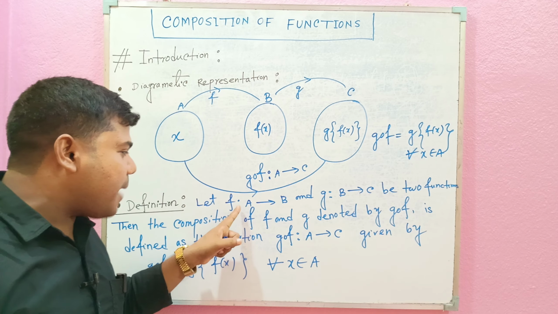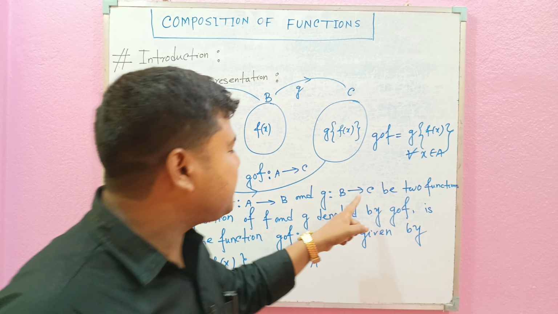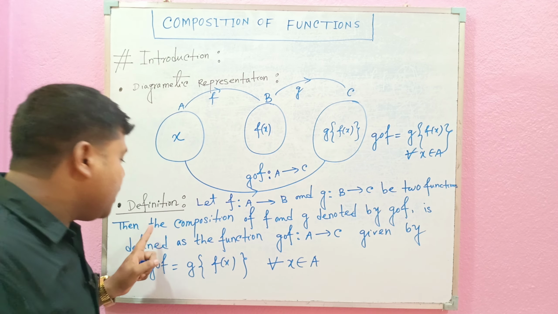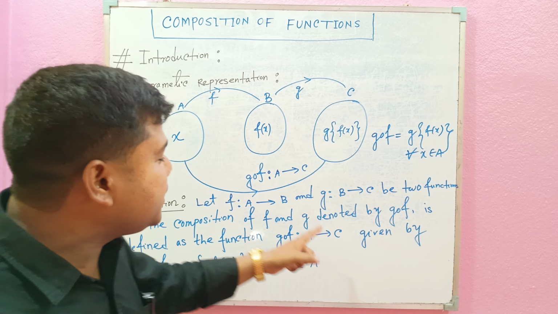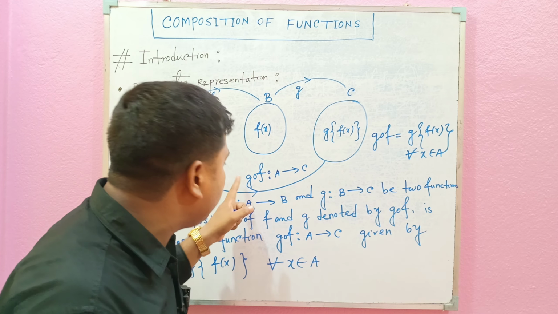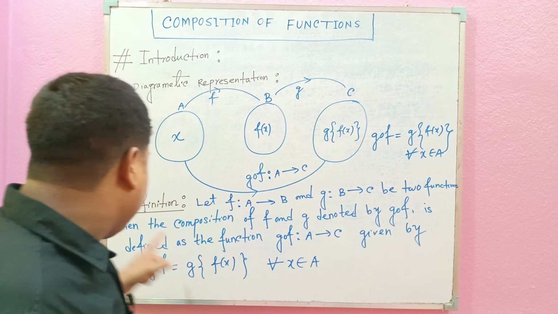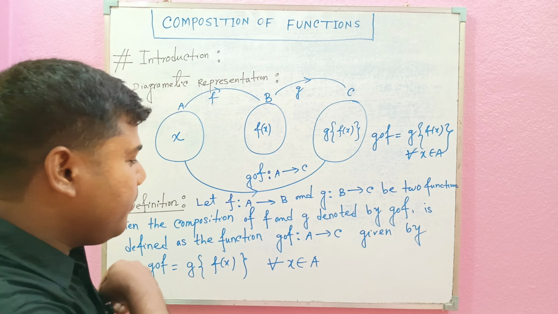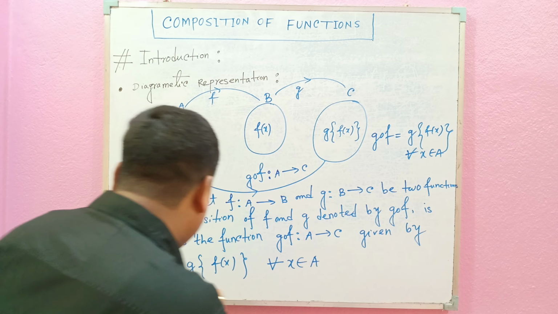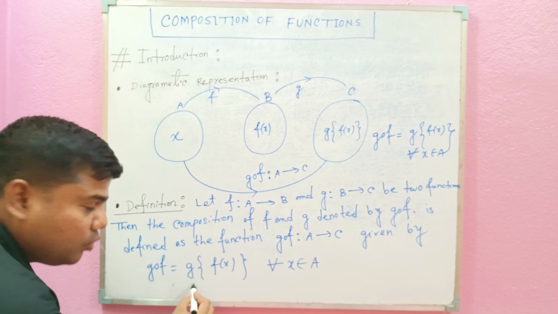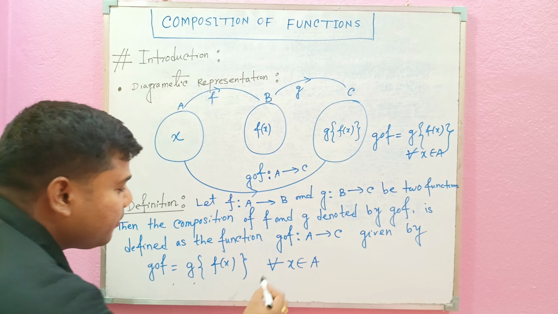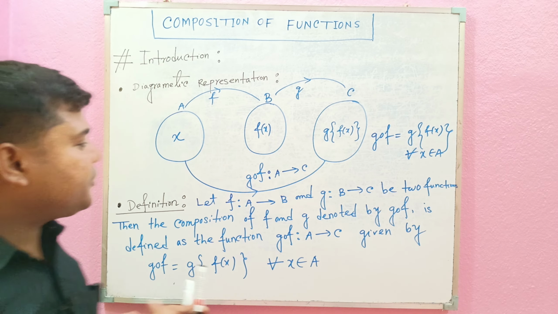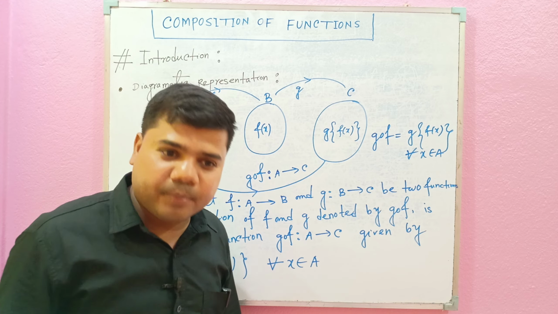Let f map A to B and g map B to C be two functions. Then the composition of f and g is denoted by g compose f and is defined as the function g compose f from A to C, given by g compose f of x is equal to g of f of x for all x belongs to A. Next, we will discuss this with an example.